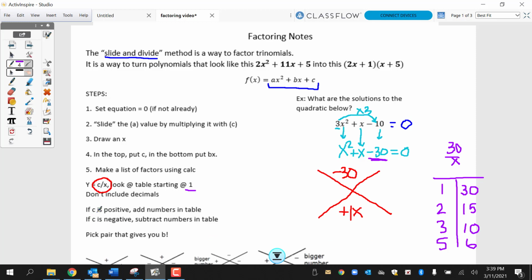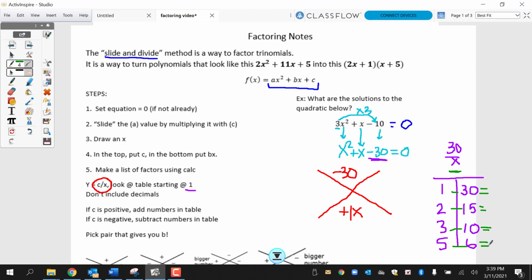Well, if C is a positive number, then you would add these numbers to get our B number. If C is negative, you're going to subtract. So I said for right now I was ignoring the negative. Well, now I'm going to unignore it. It's a negative 30. So that means I should be subtracting these numbers. And the number I want to get is a 1. So I'm going to subtract these.